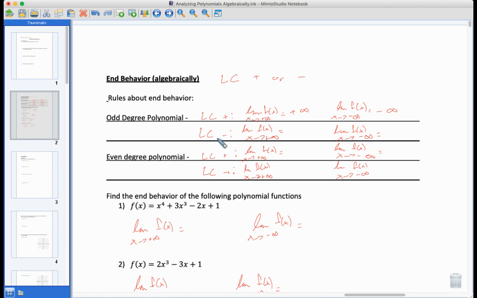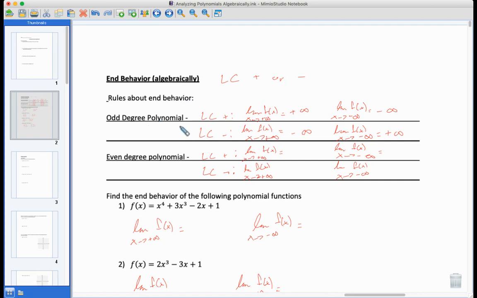However, if we have a negative leading coefficient with an odd degree polynomial, as we move towards positive infinity, it's going to move towards negative infinity. And as we move towards negative infinity on the x-axis, it's going to move towards positive infinity. So this applies for every single odd degree polynomial, whether the leading coefficient is positive like we have up here or negative like we have down here.